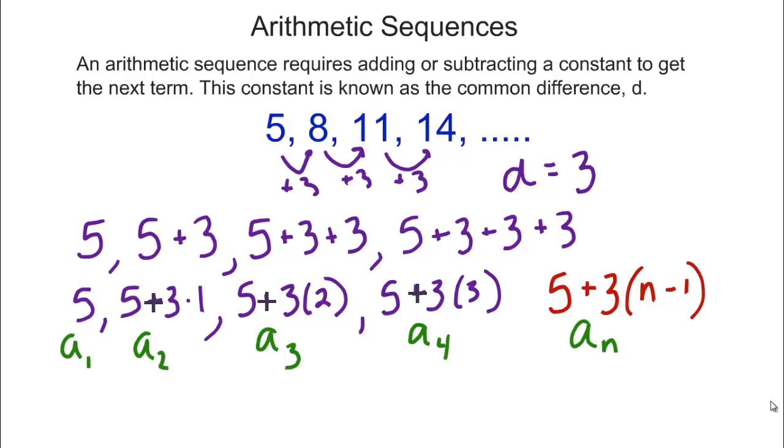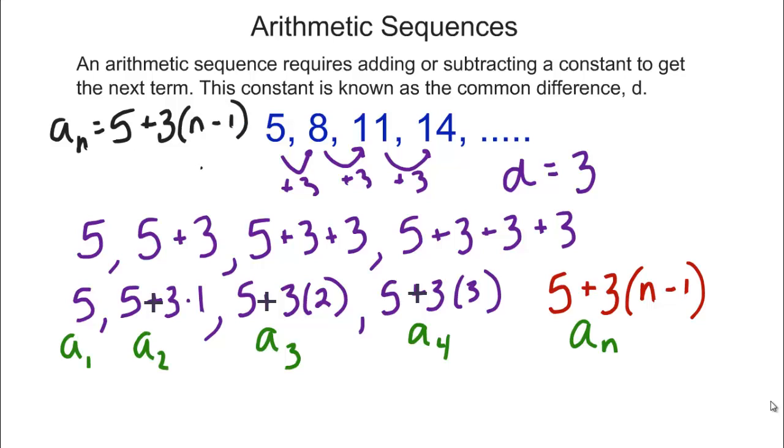Let's make sure that makes sense. To get the third term, we added 3 on twice. We added it on to 5. To get the fourth term, we added 3 on 3 times. 4 minus 1 is 3. 3 minus 1 is 2. 2 minus 1 is 1. You can see that the number of times we're adding on our common difference to get to the nth term is n minus 1. So we can say that a_n, in this case, for this sequence, is equal to 5 plus our common difference, 3, times n minus 1.